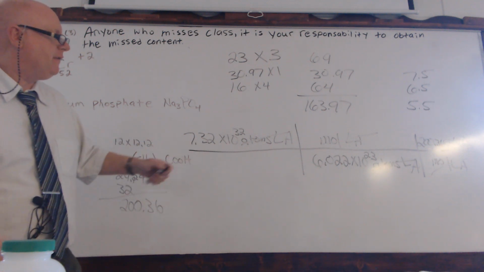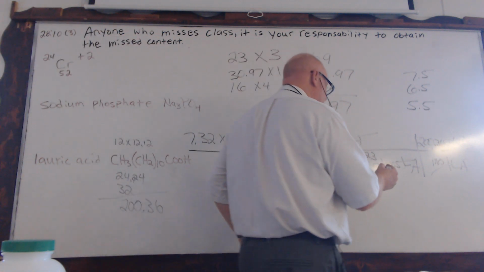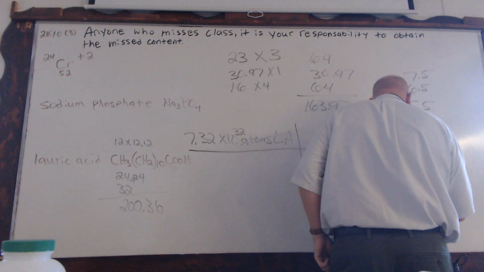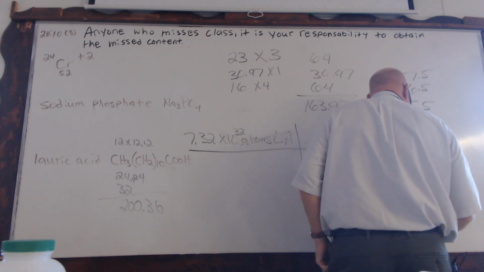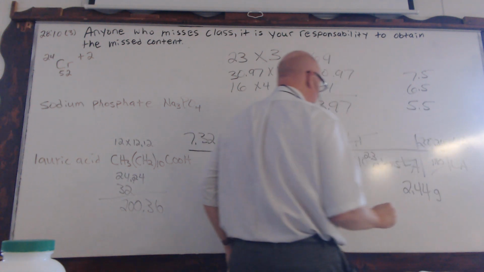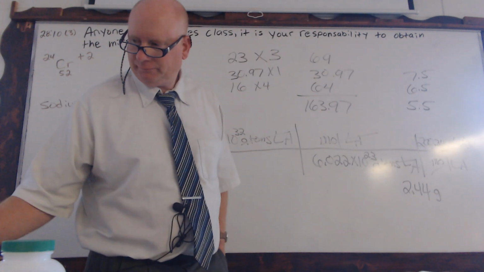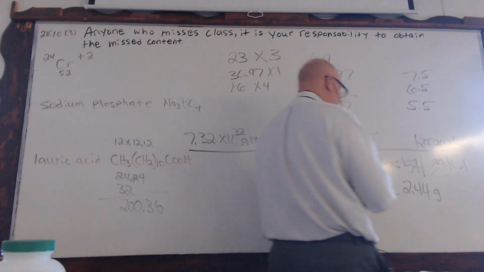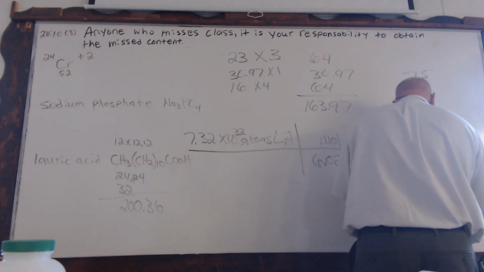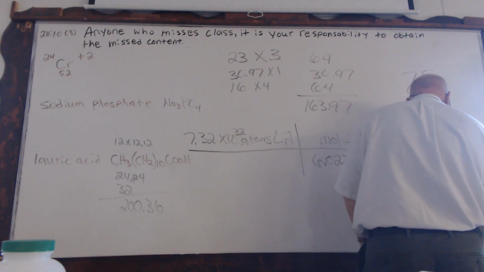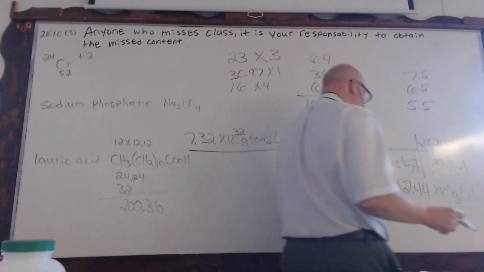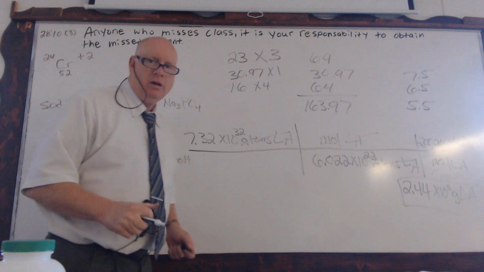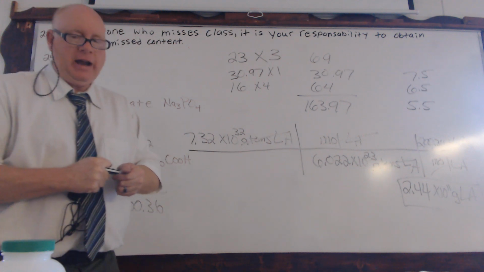Is someone going to give an answer then? You got 2.44 moles. I mean, grams, I meant. There should be an exponent for that. Times 10 to the 11th. Okay. Times 10 to the 11th grams of lauric acid. All right. There we go. So that's all I have.